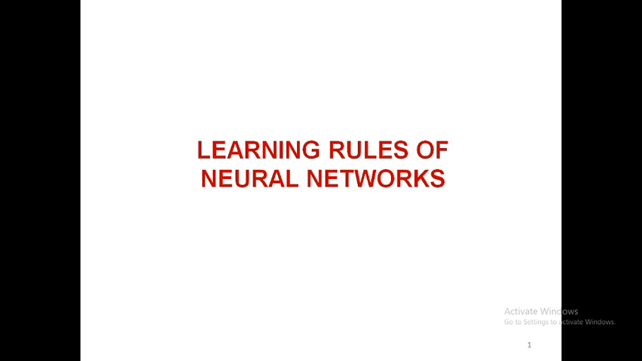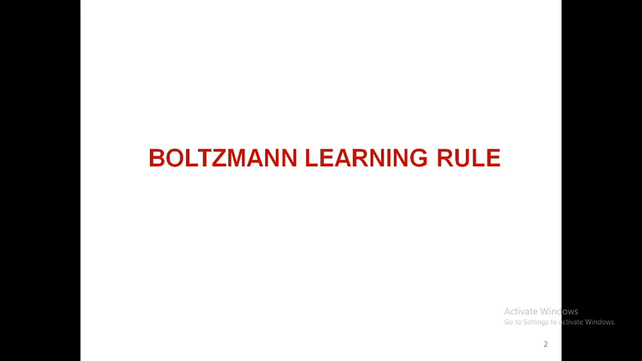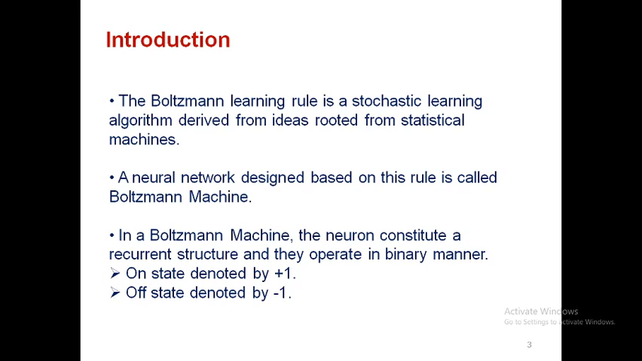So we are going through the learning rules of neural networks, and we'll see one more type of learning rule in neural networks, that is the Boltzmann learning rule. The Boltzmann learning rule is a stochastic learning algorithm which is derived from ideas rooted in statistical mechanics.